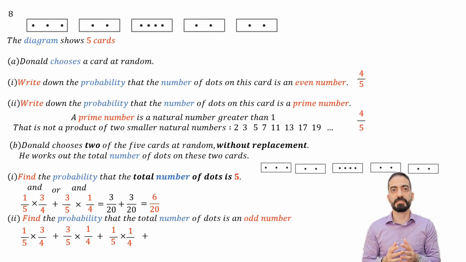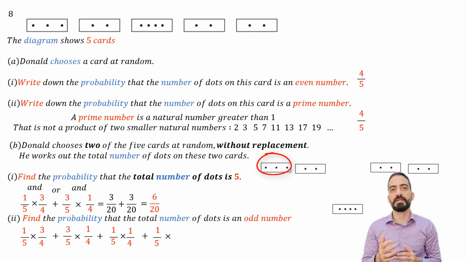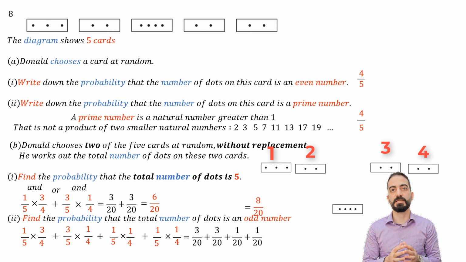Or he will first choose 4. There is 4 1 time out of 5. And after that he will choose 3. There is 3 1 time. This means 1 over 4. And in this way we have obtained the final answer.